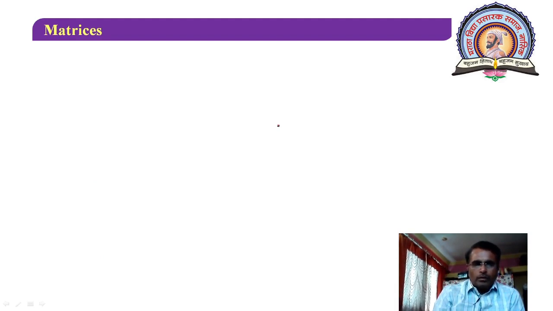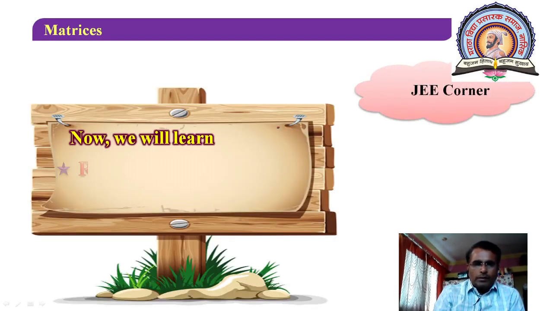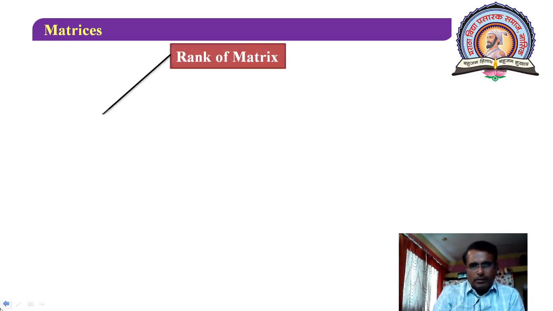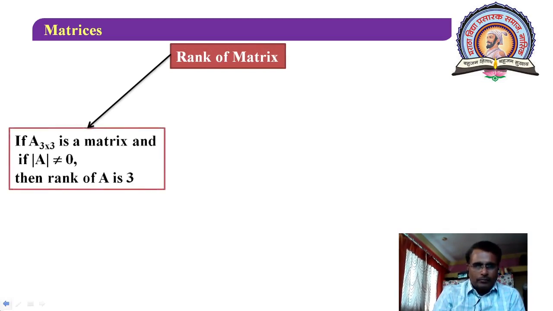Okay. Now, next we are going to consider some more concepts which are useful from the point of view of JEE or CET examination. Rank of a matrix, that is a very important concept. There will always be some questions in JEE on rank, and see what the concept is. Suppose you are given a matrix, then how is the rank defined? If A is a 3 by 3 matrix, and if determinant of A is not equal to 0, meaning it is non-singular, then you can directly say that its rank is 3.